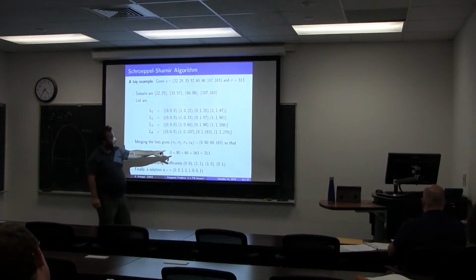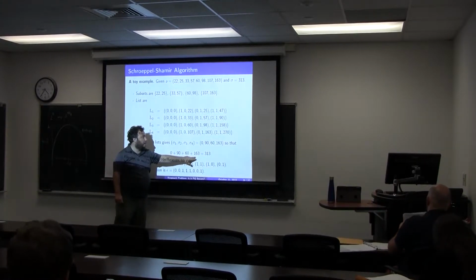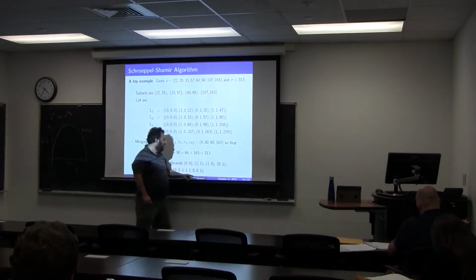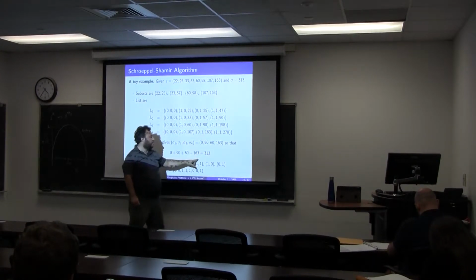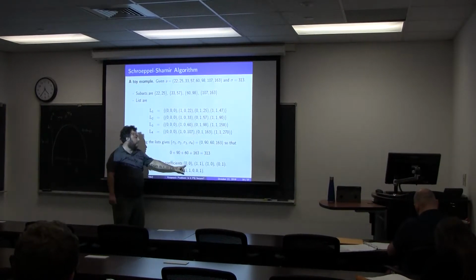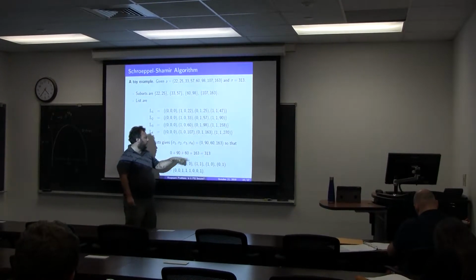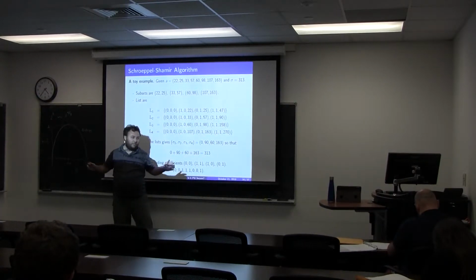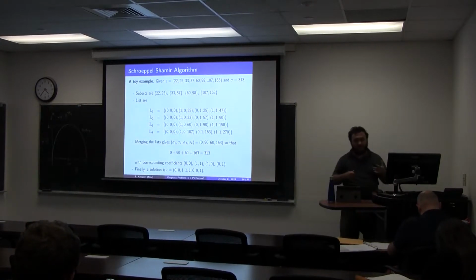So 313 can be written as a decomposition of 0, 90, 60, 163. 0 comes from here, 90 comes from here, 60 comes from here, 163 comes from here. And you just take the corresponding coefficients. For 0, 0, 0. For 90, 1, 1. For 60, 1, 0. For 163, 0, 1. And then you just combine them. And this is your solution. Okay? So we achieve our goal.